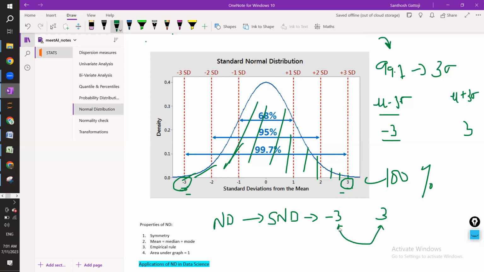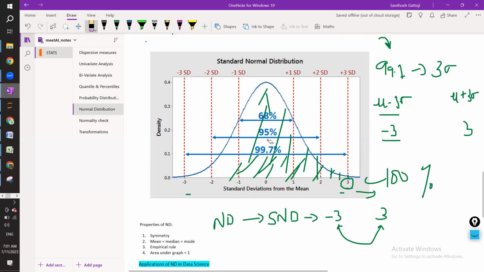Every value in a standard normal distribution should be greater than minus 3 or less than 3. There is almost a 0.3% chance to find any values outside this. Roughly, you can say 100% of the data is found between minus 3 and 3. That is the reason we don't go to 4 or minus 4, because there is no data left. 100% of the data is captured between minus 3 and 3 itself.